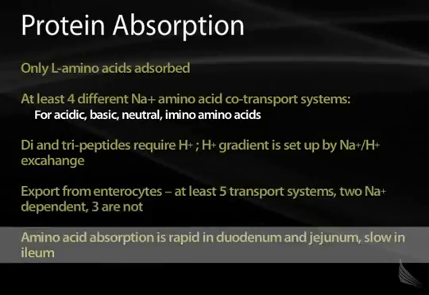Amino acid absorption in the duodenum and the jejunum is rapid and slow in the ileum. However, it should be recognized that most protein will have been absorbed by the time a meal crosses from the jejunum into the ileum, and this may explain from an evolutionary perspective why amino acids are absorbed less rapidly in the ileum.